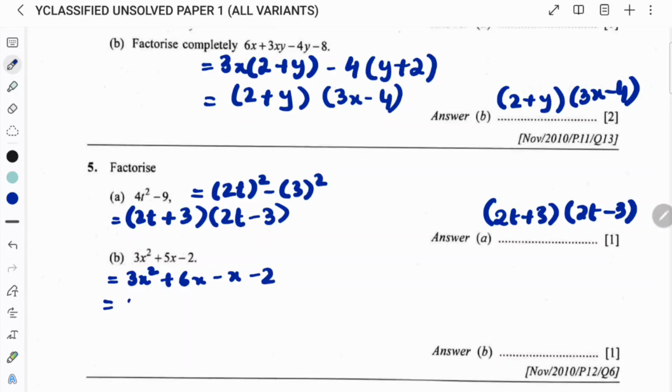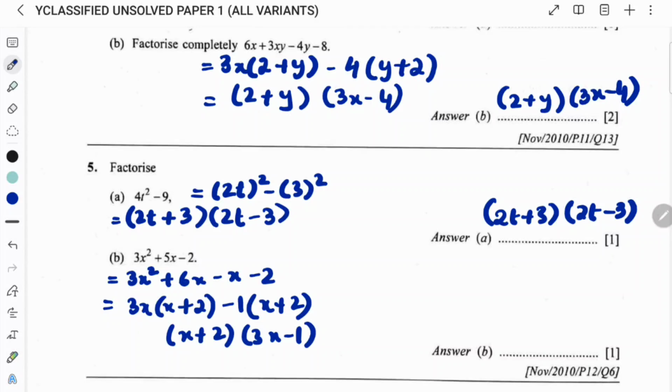2. 3x common and x plus 2 left, and minus 1 common and x plus 2. So you will have x plus 2 and 3x minus 1. It's the same thing. Okay, x plus 2 and 3x minus 1.